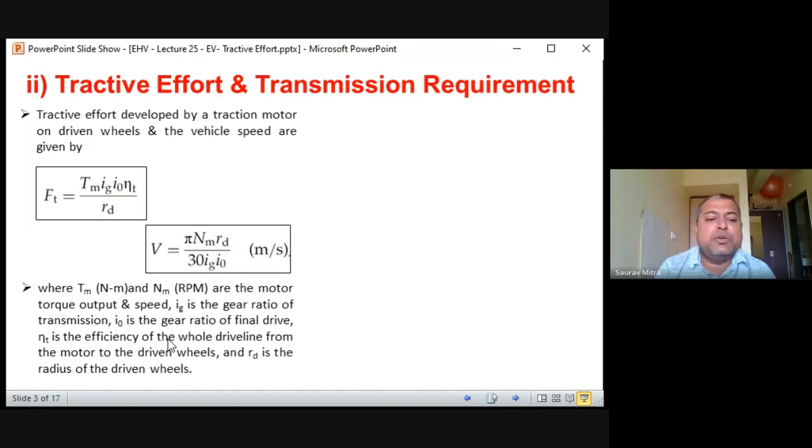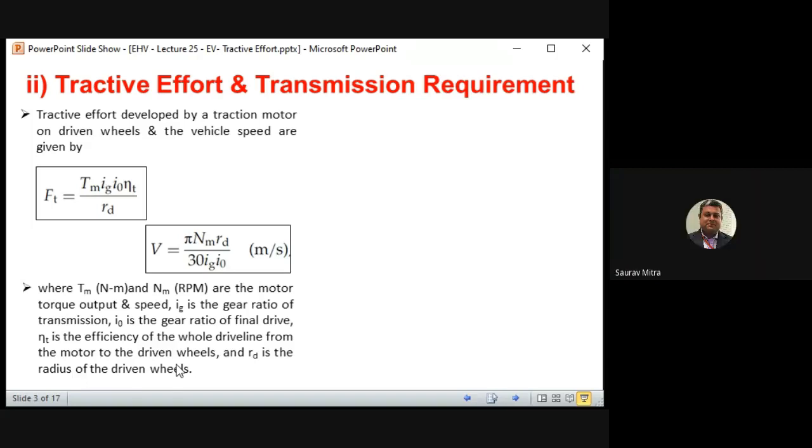Eta t is the efficiency of the whole drive line from the motor to the drive wheel, that means from the power generation up to the power dissipation, how much is the efficiency of that. We'll find whether it is 70%, 90%, we'll check. Rd is the radius of the driving wheel. So these are the variables used to find out how much force is generated by the vehicle and how much is the speed of the vehicle.